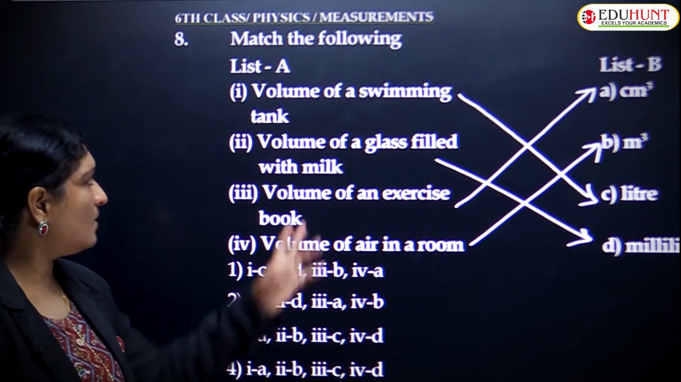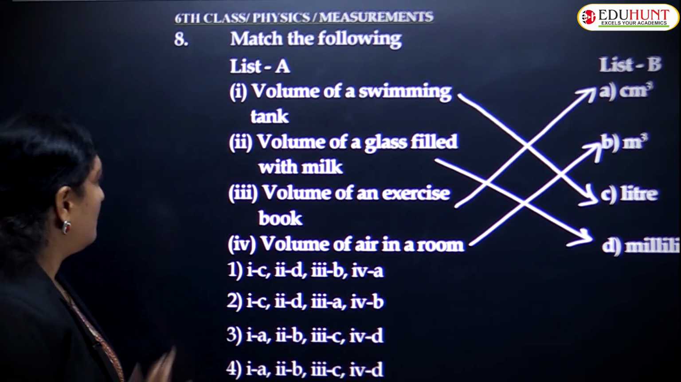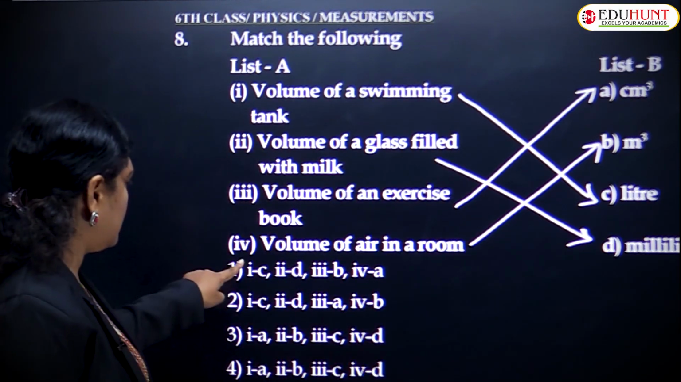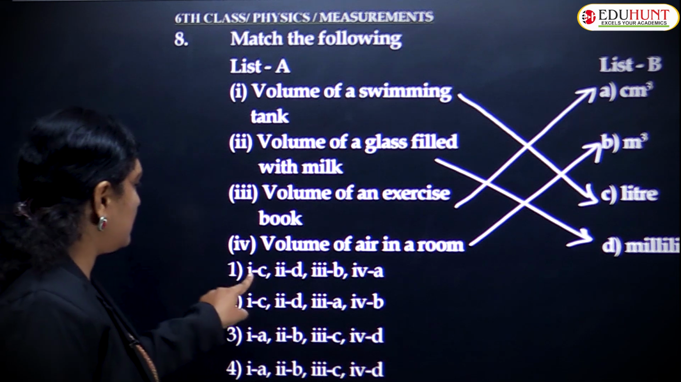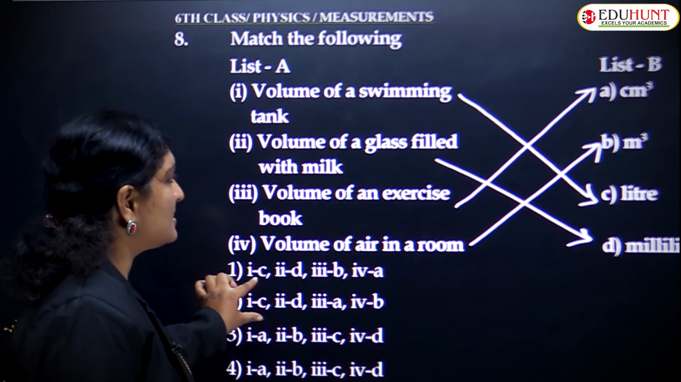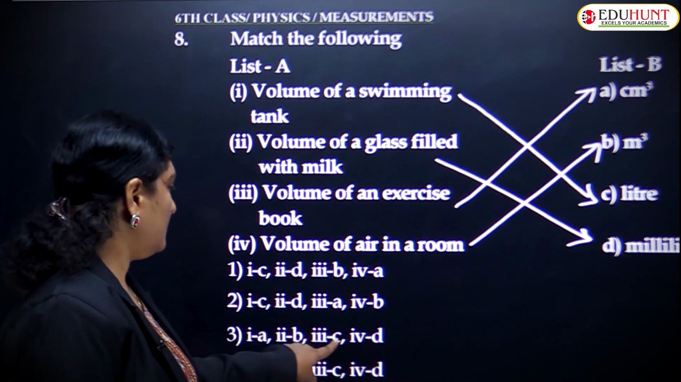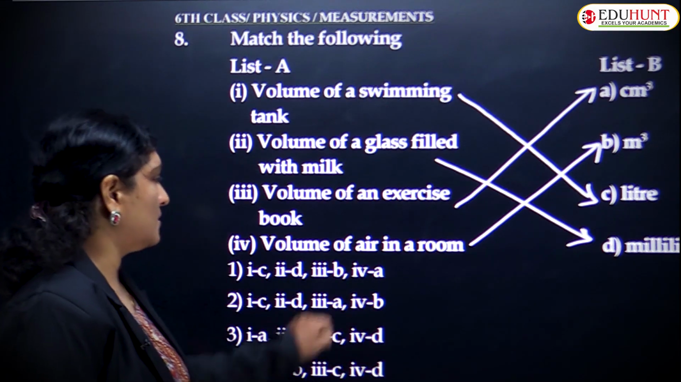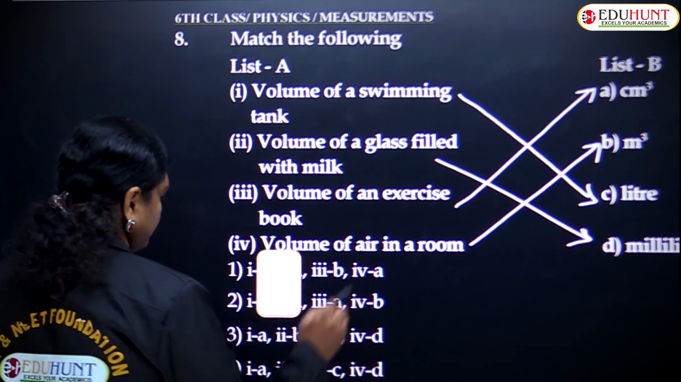Okay, so what is your right answer? For the first one, which one is the correct one? It should be C. For the second one, D. Both are true. Third one, the volume of an exercise book is measured in centimeter cube, so A. And fourth one, the volume of air is measured in meter cube, so B.